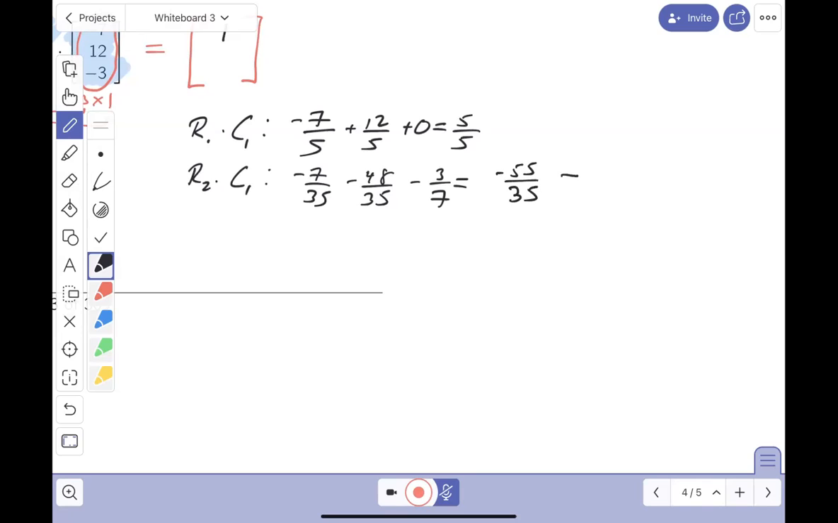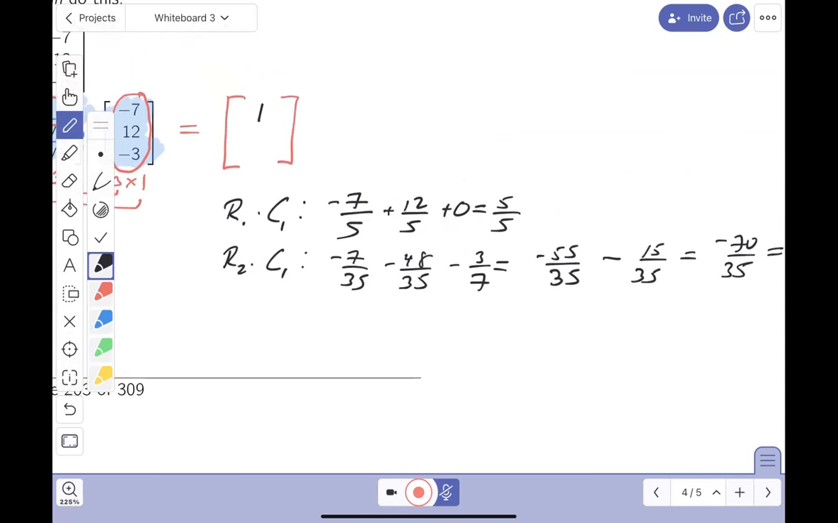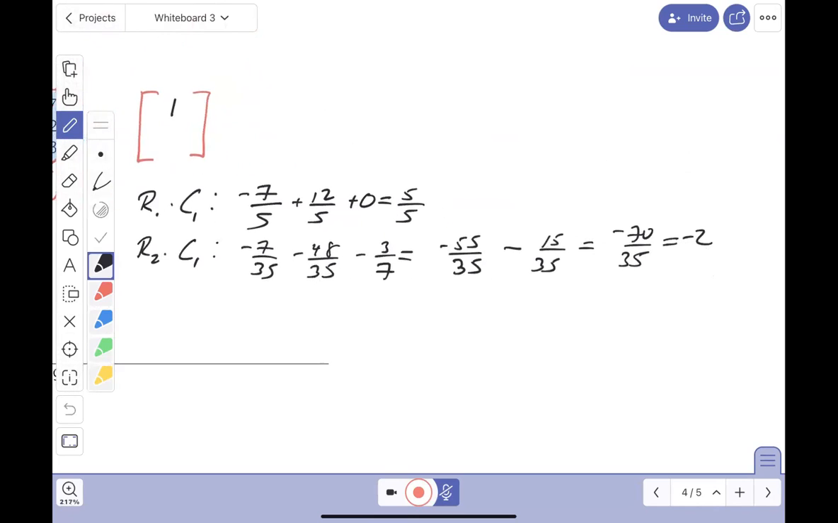And then I'm going to write the other guy in terms of 35ths, and that's going to be minus 15 35ths. Minus 55 minus 15, minus 60, minus 70 35ths. And that turns out to be minus 2. What's that? Row 2, column 1. And that's going to be what? Minus 2.